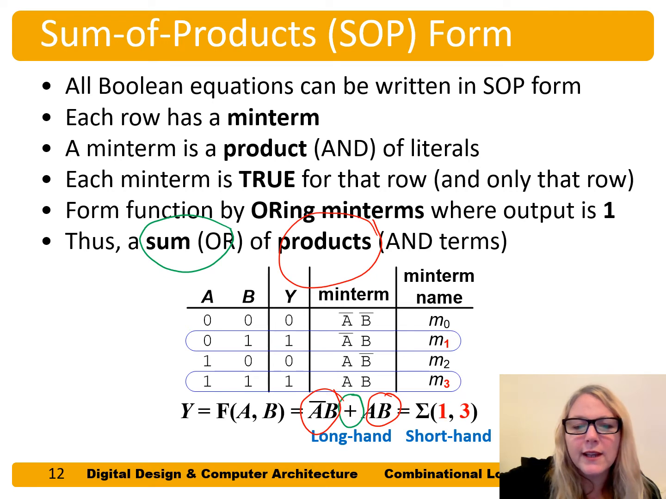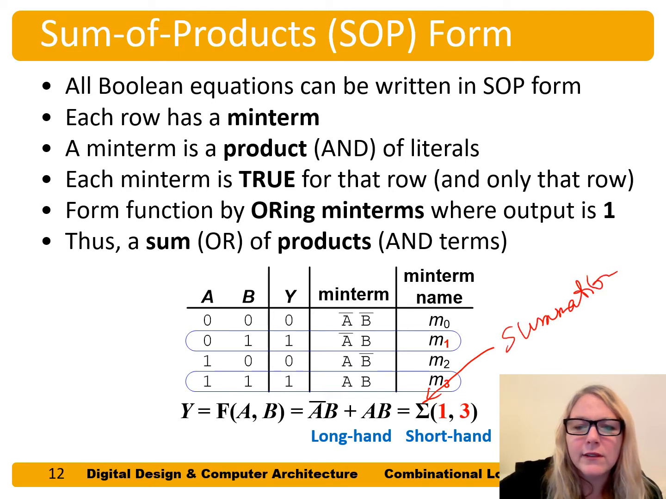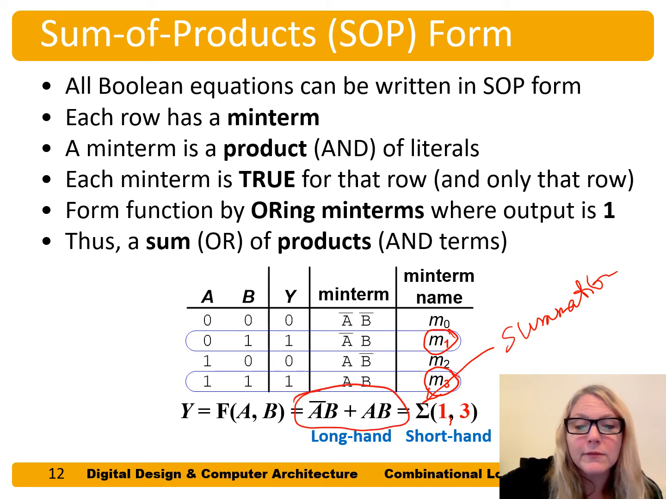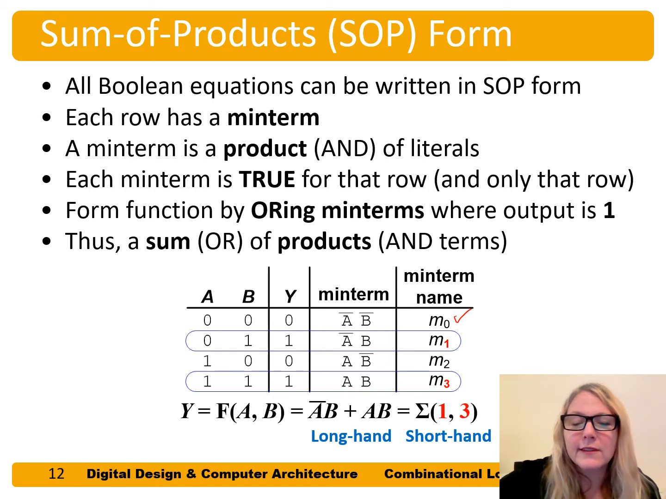And we can actually write this in shorthand, using sigma summation of minterm 1 and minterm 3. If we're manipulating equations, we definitely want to use the longhand form. But if we want to just write it quickly, we can use the shorthand form. And our minterms are numbered starting with 0. So it is a common error to start them numbered at 1. So minterm 0 is associated with the input combination 0, 0, minterm 1 is associated with the input combination 0, 1, and so forth.